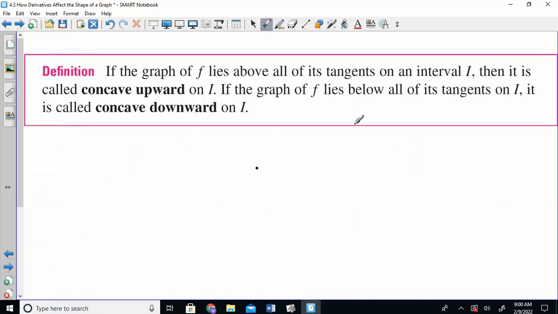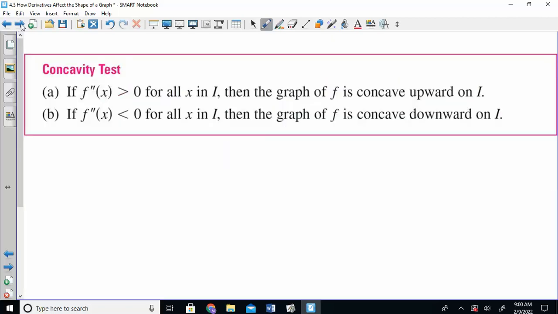So if our second derivative is positive, that's going to be concave up. If it's negative, that will be concave down. So this is our concavity test, and that's where you need to fill in the blanks there. If the second derivative is positive, then the graph is concave up. If the second derivative is negative, it is concave down.